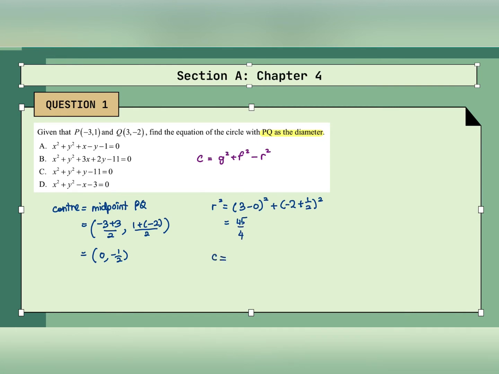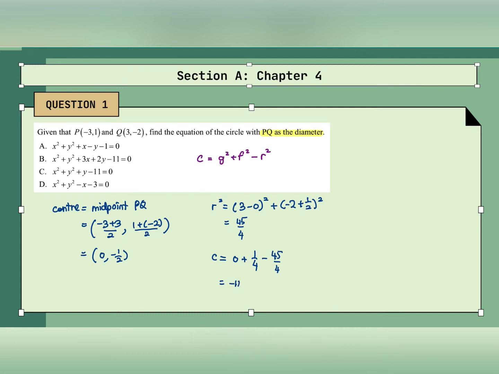So boleh cari value of C, gunakan this formula. So it will be G square, 0 square adalah 0 plus okay, F square. F kita adalah 1 over 2. 1 over 2 square adalah 1 over 4 minus with 45 over 4. And now using your calculator again, kamu akan dapat jawapan negative 11.